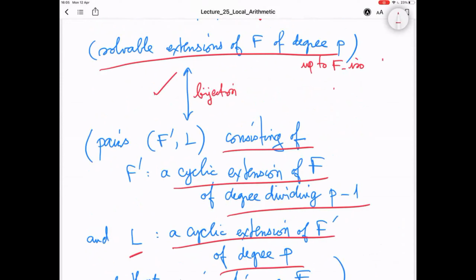I don't know why this is happening today. F prime, comma L, right?